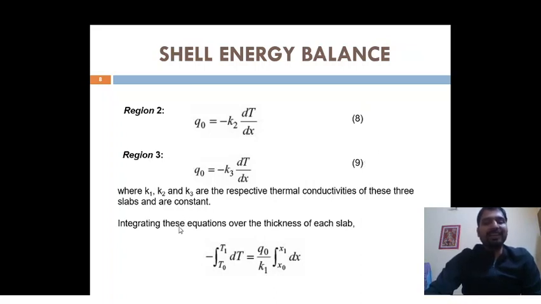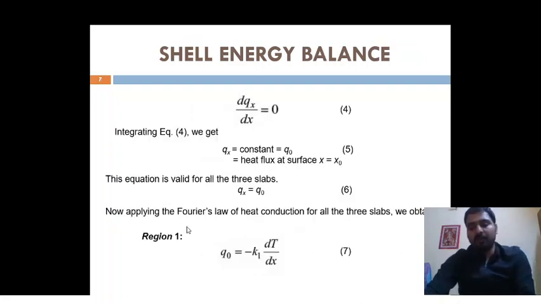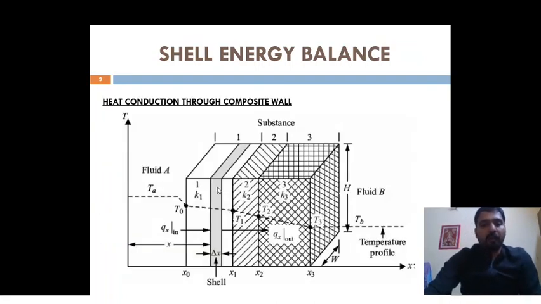Now integrating each equation, we get each temperature profile. From the figure, for substance 1, the temperature ranges from T0 to T1. T0 is the temperature maintained at surface x0, and T1 is the temperature at surface x1. For substance 2, temperature T1 is maintained at x1, and at surface x2, T2 is maintained. And for substance 3, at surface x3, temperature T3 is available.